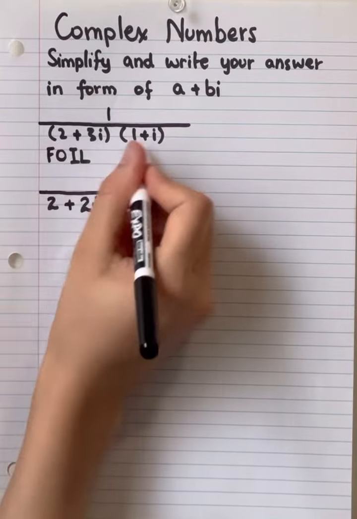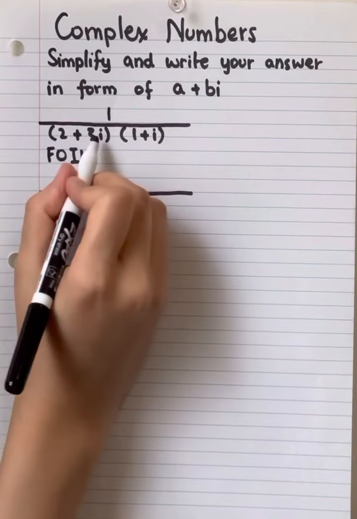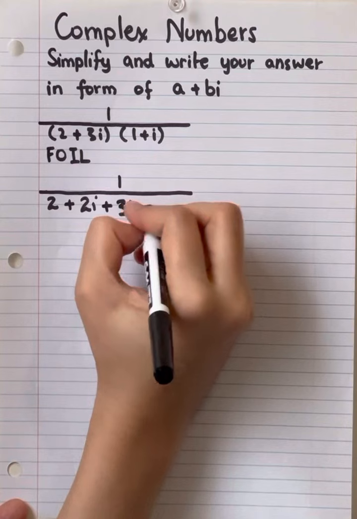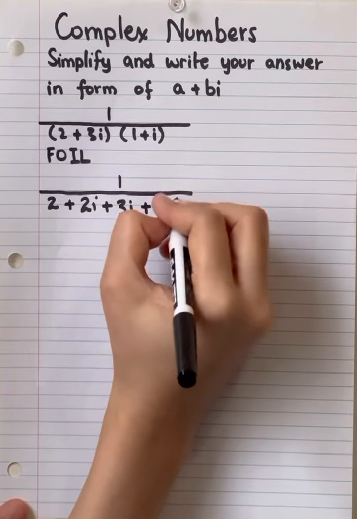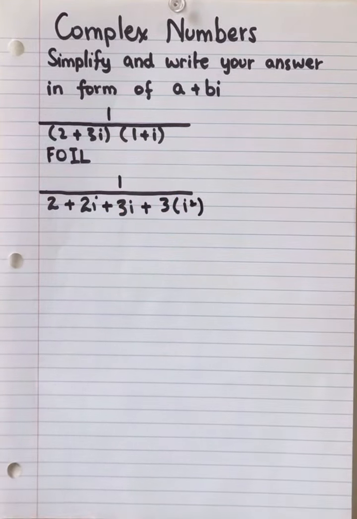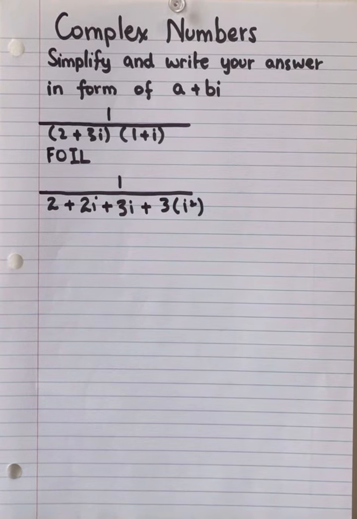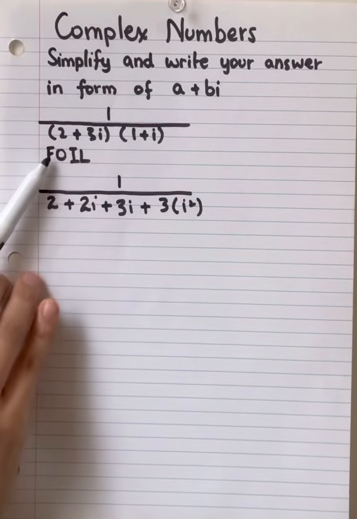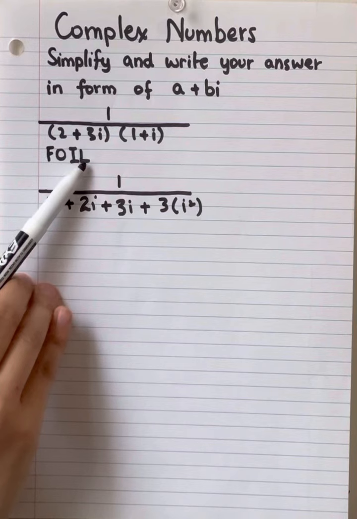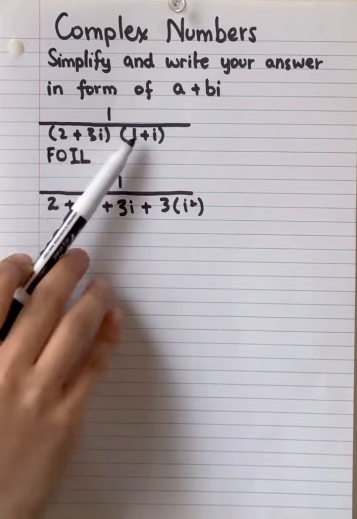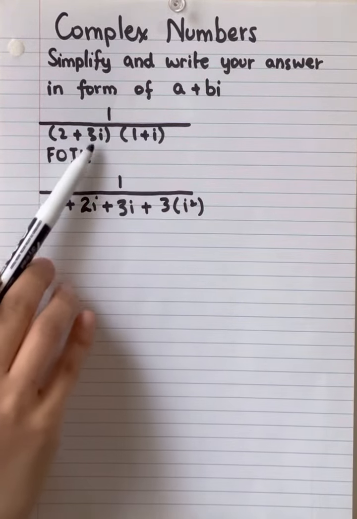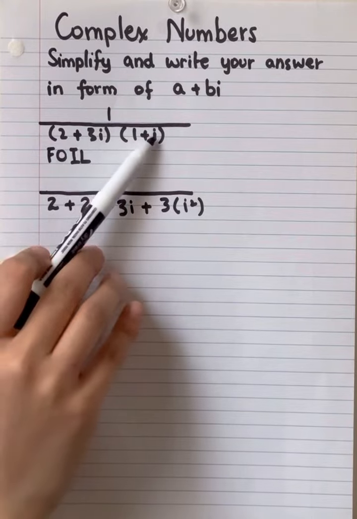Now L, the last terms of both brackets. So 3i times i, which gives us 3 times i squared. So FOIL means first, outer, inner, and last. So first terms, then outer terms, then inner terms, then last terms.